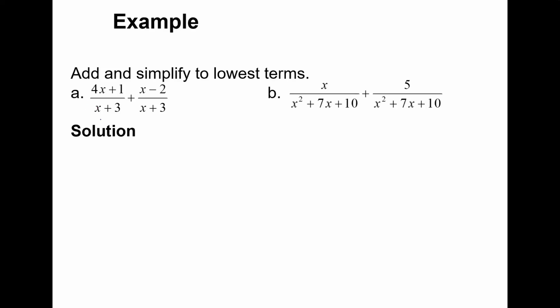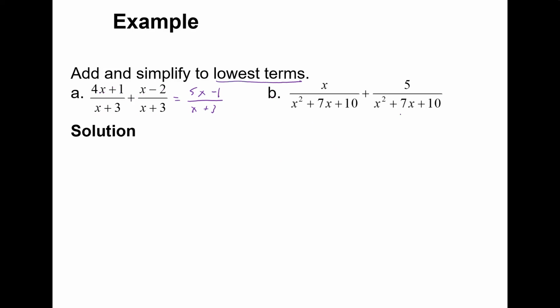All right, so we look here and we're supposed to add and simplify to lowest terms. And this lowest terms means cancel when necessary. So here we have a common denominator. So we're going to take 4x plus x, so that's going to give us 5x. 1 minus 2 is going to be minus 1, all over our x plus 3. Now we can't do anything to reduce that, so we're going to say we're done.